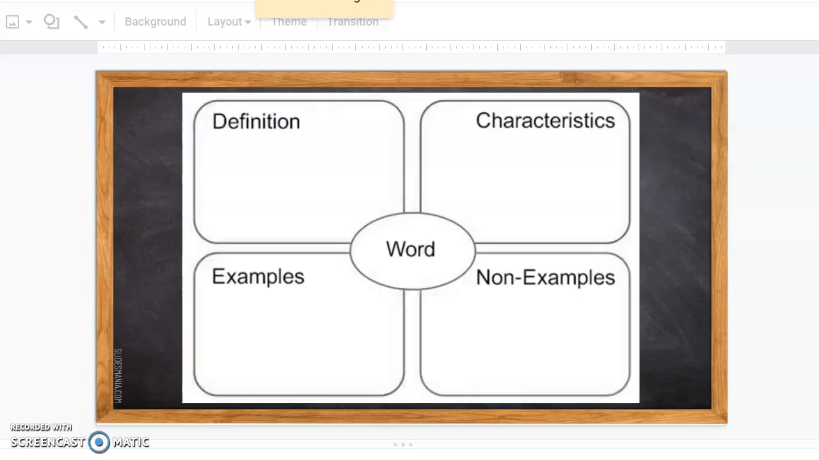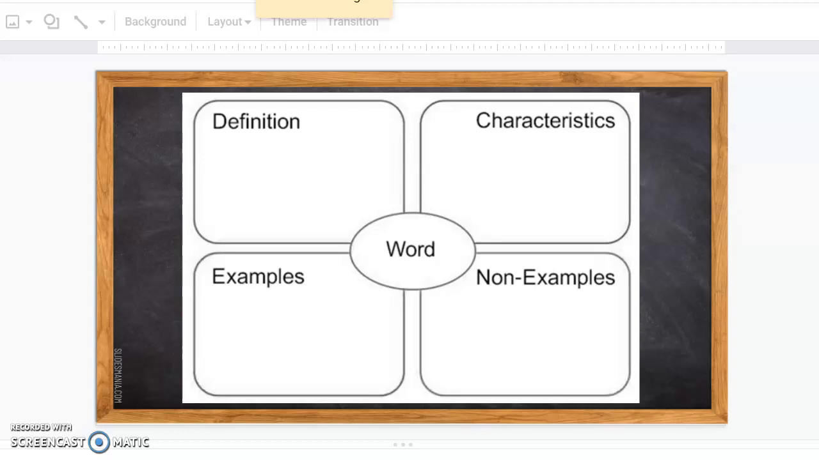This is the Frayer model, and it's basically a very short activity to get you to understand fully either a word or a term or a phrase. We're going to be using this in a way that we're going to be describing the different colleges that we found. You're going to take one college that we discussed in this previous presentation, and you are going to use it in the Frayer model.